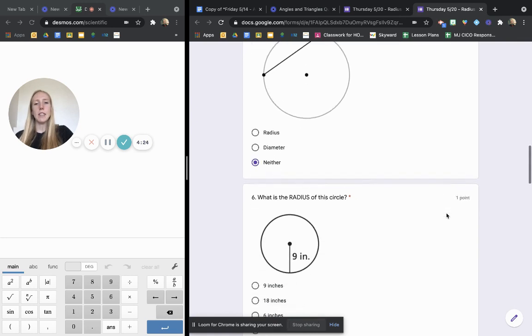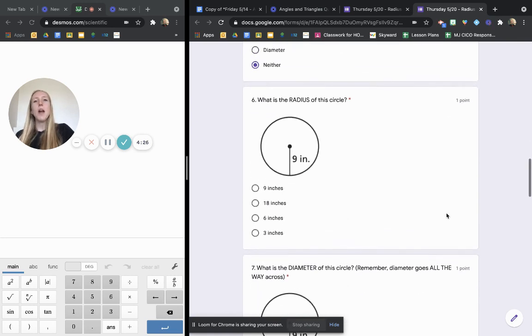All right, number 6. Now we're actually going to identify the radius and diameter. So what is the radius of this circle? So I know that radius is starting in the middle, going to the edge. Is that the measurement they give me? Starting in the middle, going to the edge. Yes, they're telling me that that line is 9 inches. So I can click the answer, 9 inches.